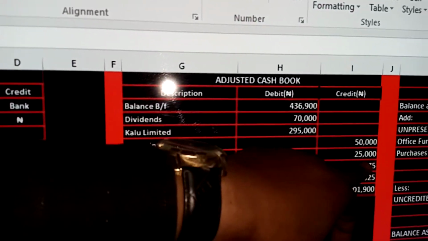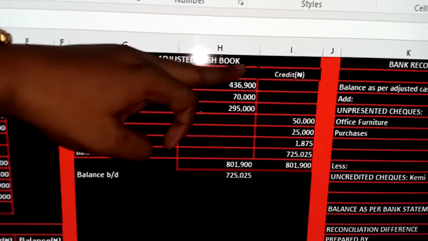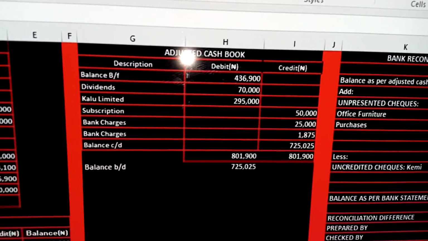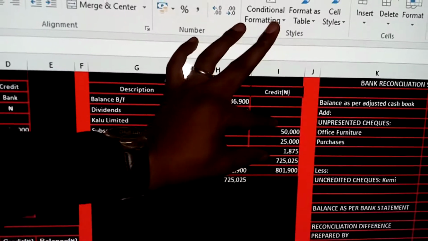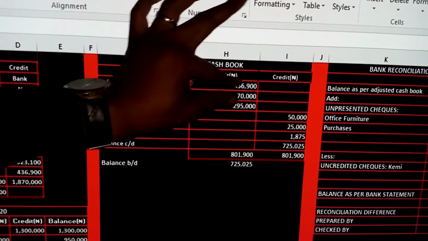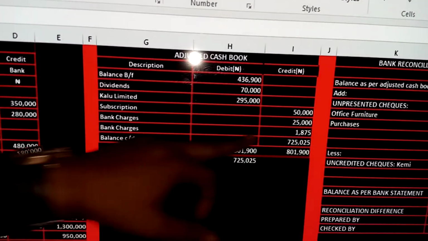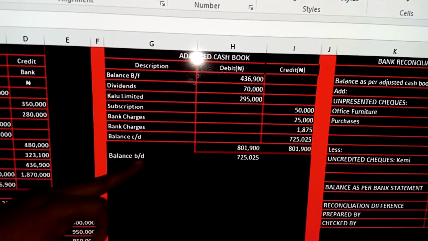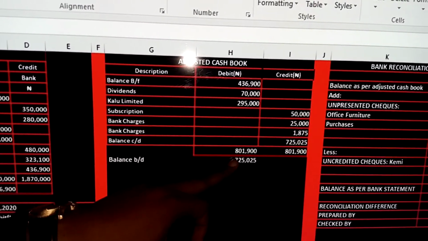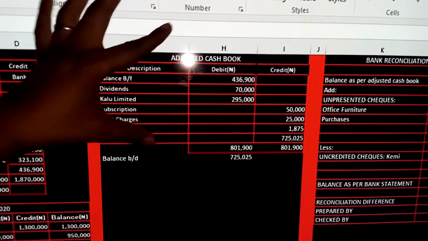So that's all the items. So we'll balance the adjusted cash book again. We have all the items in the debit here, and we have all the items in the credit here. So the difference between these items and this item is 725025. That's the balance carried down. That becomes the balance brought down. Okay? So that is it for the adjusted cash book.